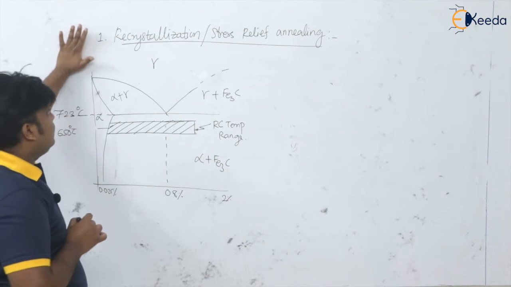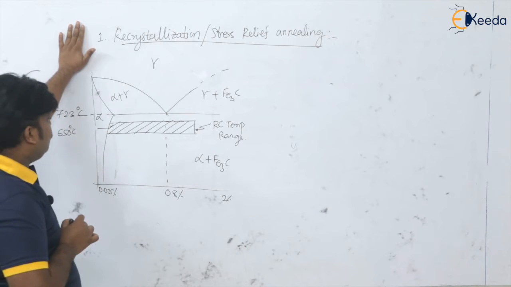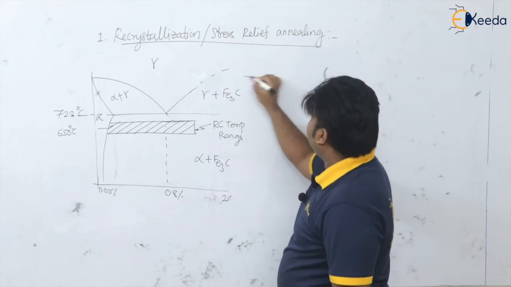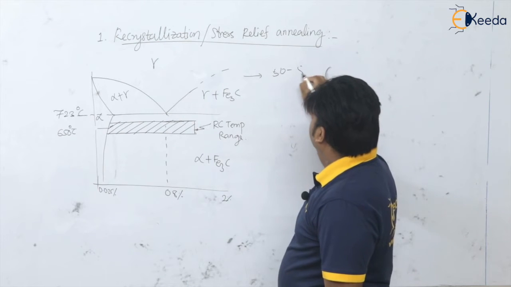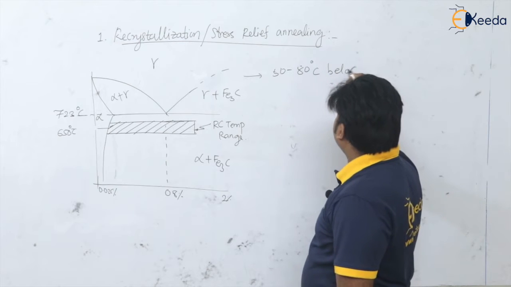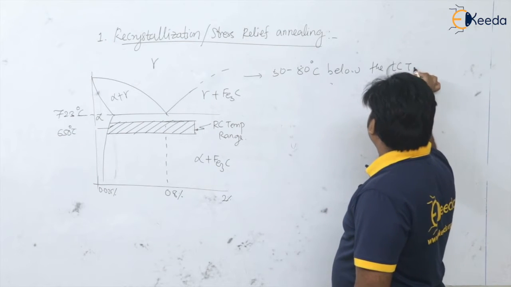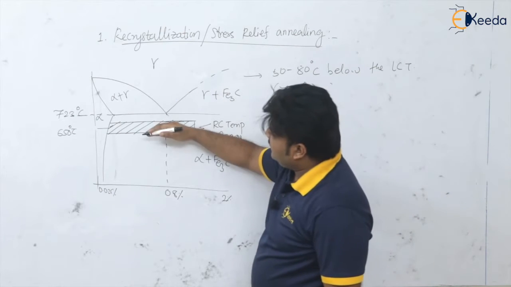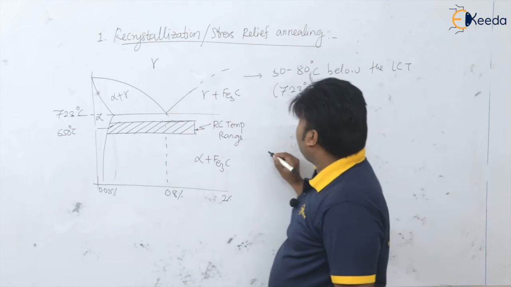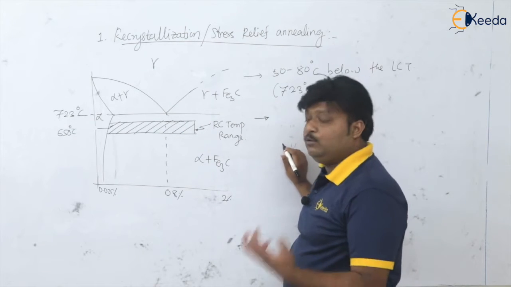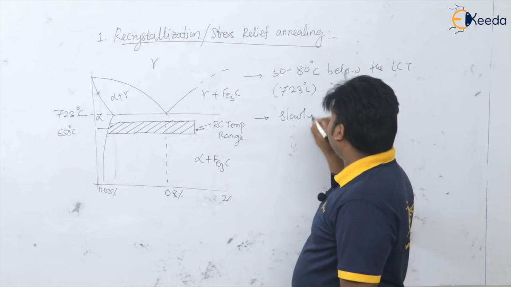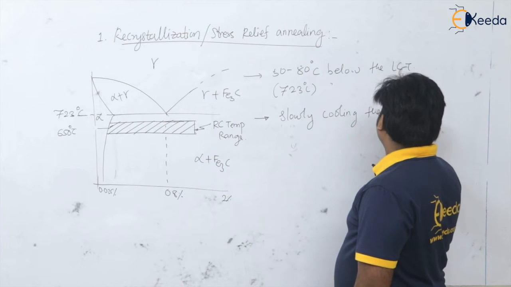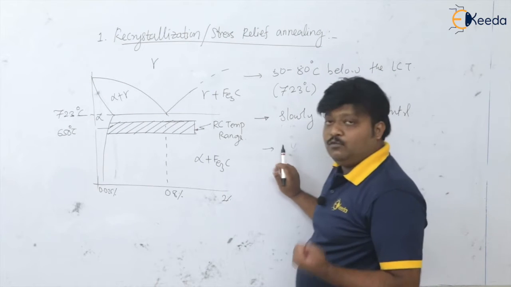In this recrystallization or the stress relief annealing, what are we going to do? We are heating the material, isn't it? How are we heating? 50 to 80 degrees centigrade below the lower critical temperature, that is below this 723 degrees centigrade, 50 to 80 degrees centigrade below that, isn't it? And we are slowly cooling it. We are slowly cooling the material or the steel. So here what is going to happen?